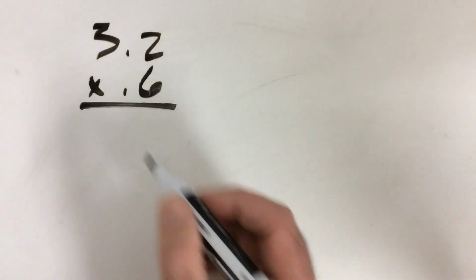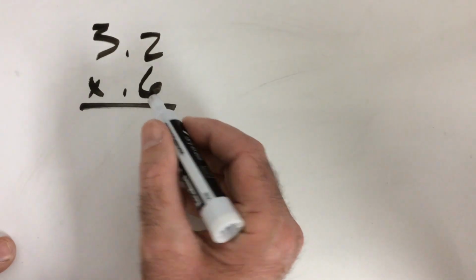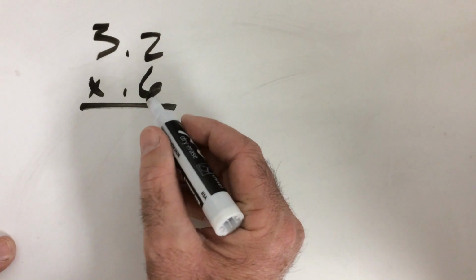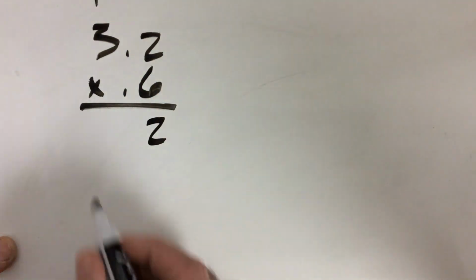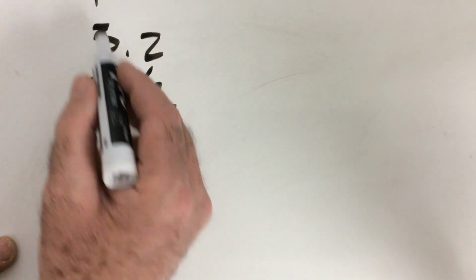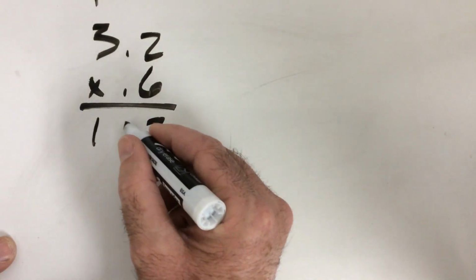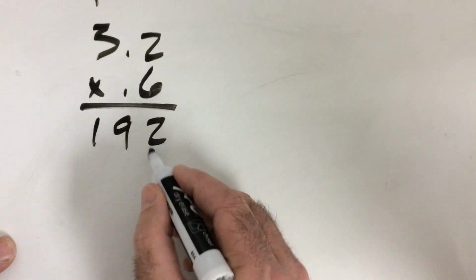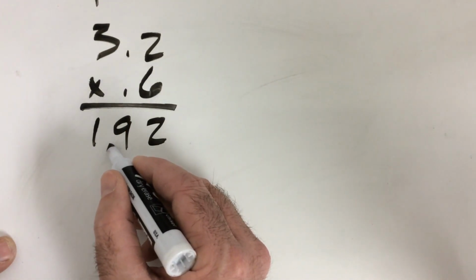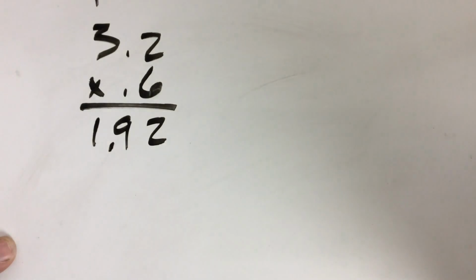And then we just multiply like we usually would. We ignore the decimals until the very end. So 6 times 2 is 12. Carry the 1. 6 times 3 is 18, plus 1, 19. Then we move the decimal 1, 2 places. And that gives us 1 and 92 hundredths as our answer.